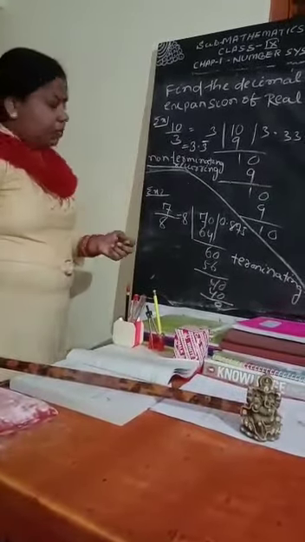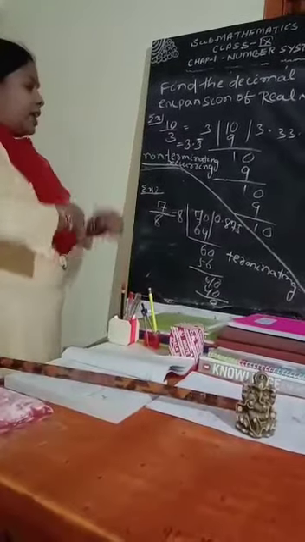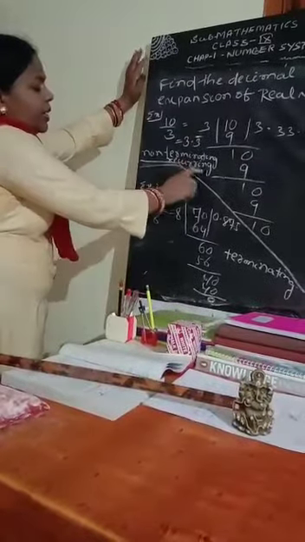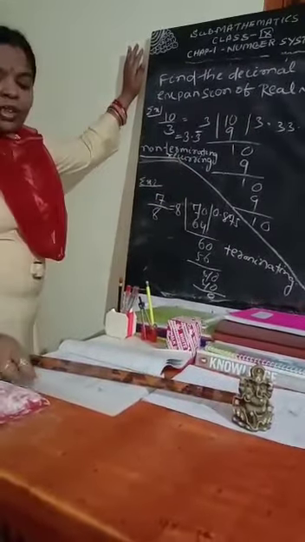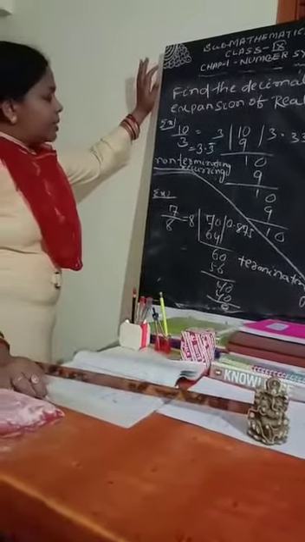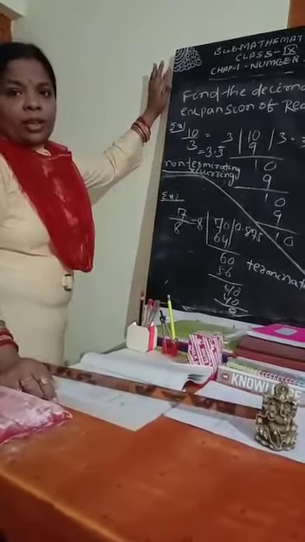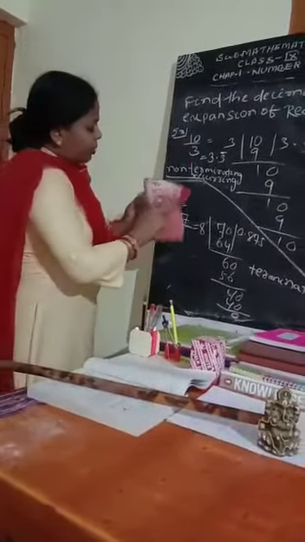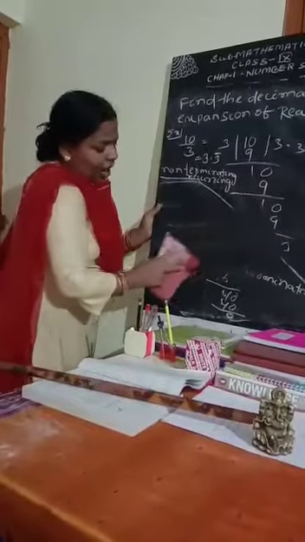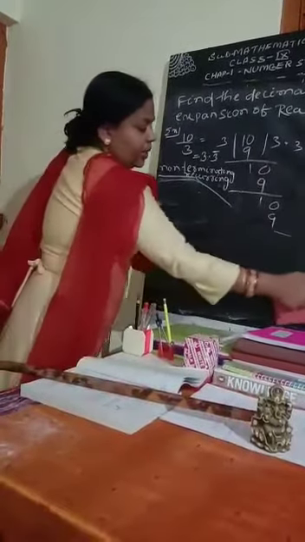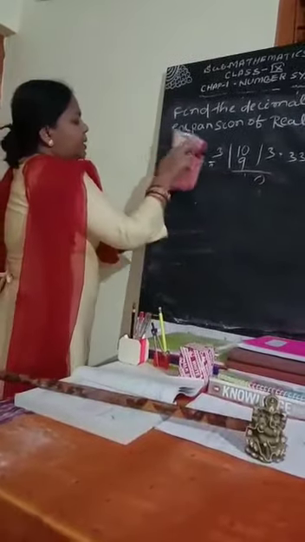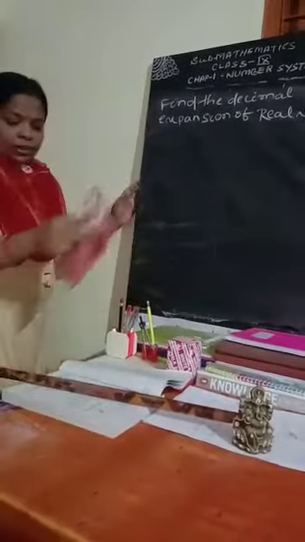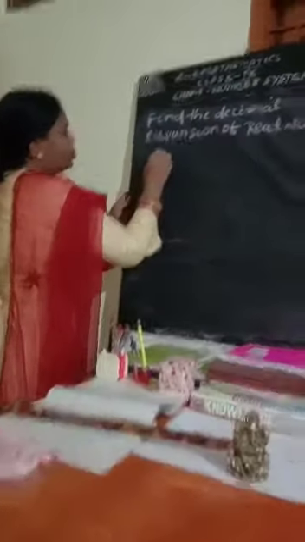So one thing we will remember and remind: whenever we get non-terminating recurring decimals, they can also be expressed in rational form. They are not irrational. They can be converted into rational form. Are you clear? So we will go through how the non-terminating recurring decimals can be converted into a rational number. Suppose the number 2.3.